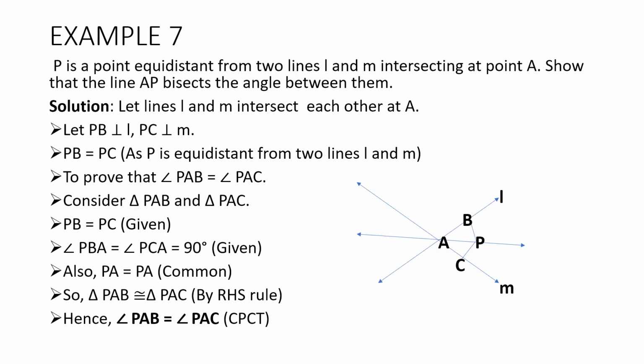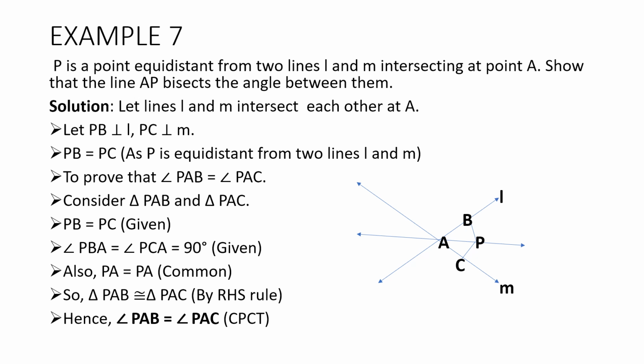Example 7. P is a point equidistant from two lines L and M intersecting at point A. Show that the line AP bisects the angle between them. We have to show AP bisects the angle, which means we have to show angle PAB and angle PAC are equal. Now first of all, let lines L and M intersect at point A. Let PB be perpendicular to L and PC be perpendicular to M. Now it is already given P is equidistant from lines L and M. So PB and PC will be equal. Now we have to prove angle PAB is equal to angle PAC.